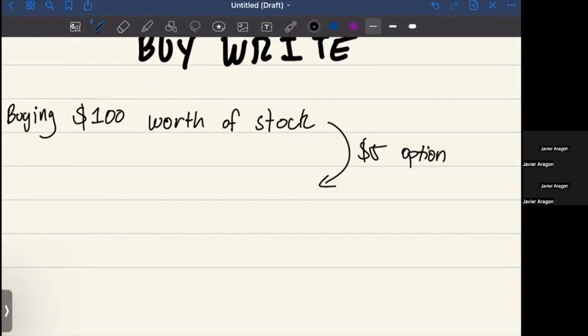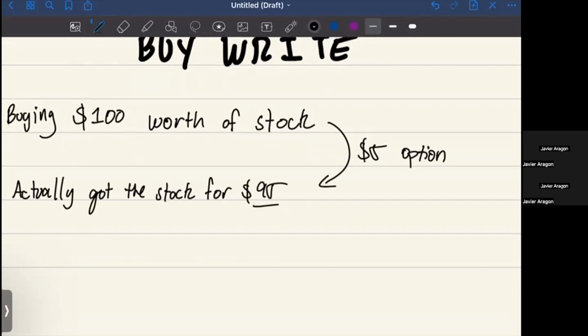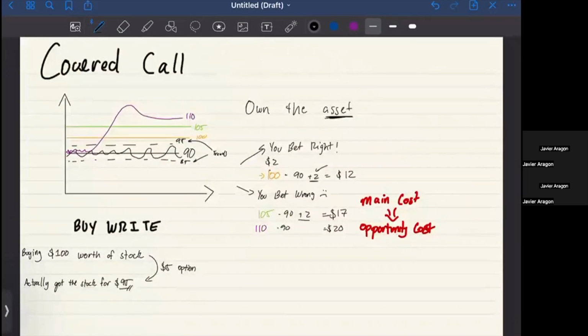That means you actually got the stock for 95, because by selling the option you're immediately getting a premium. That lowers your cost. So that's a quick intro to covered calls.